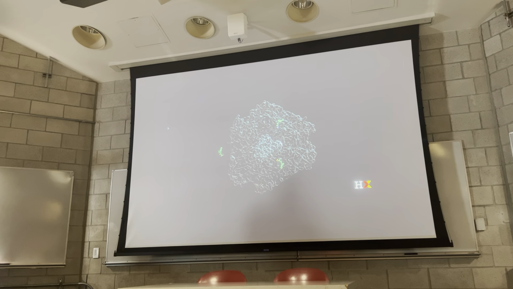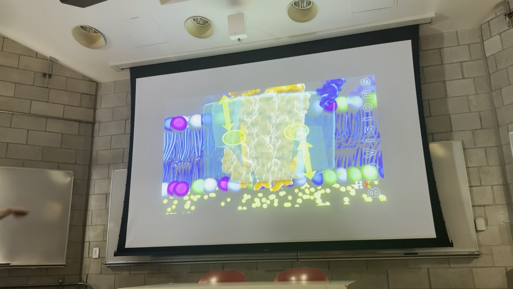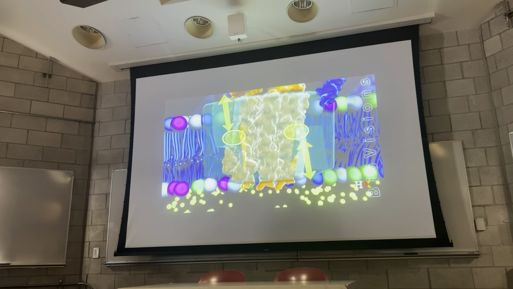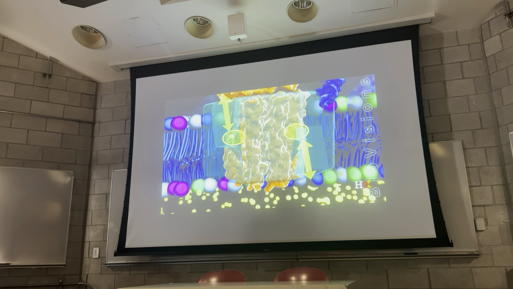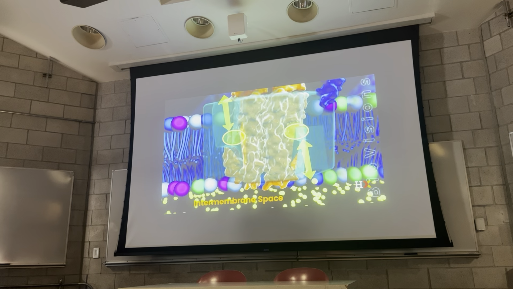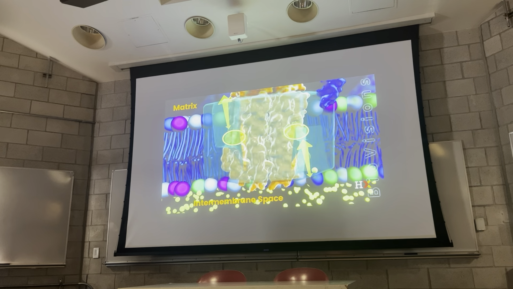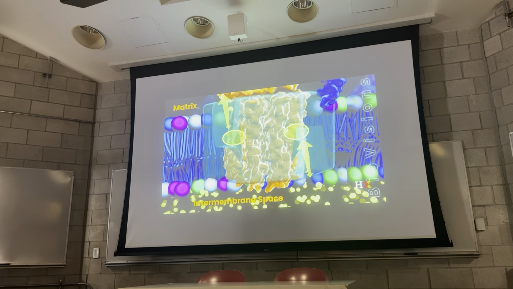This is a beautiful view now showing the conformational changes in the three different active sites as the gamma shaft is rotating. All of this is based off of atomic resolution crystallographic structures, which is amazing.